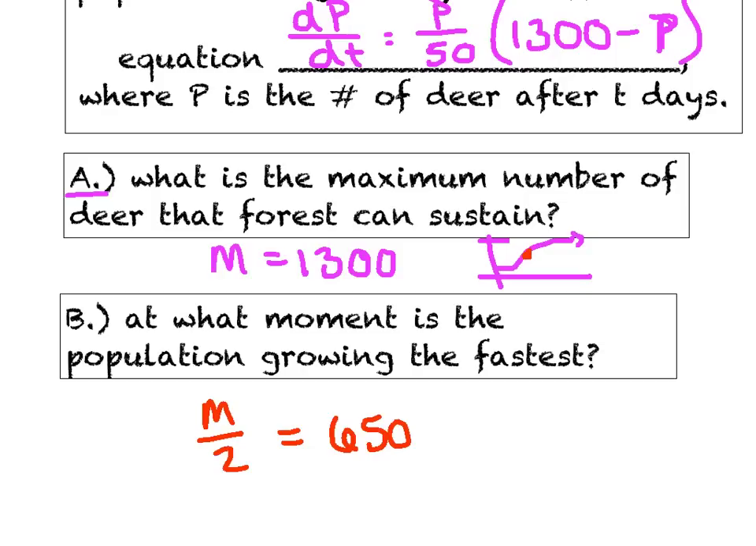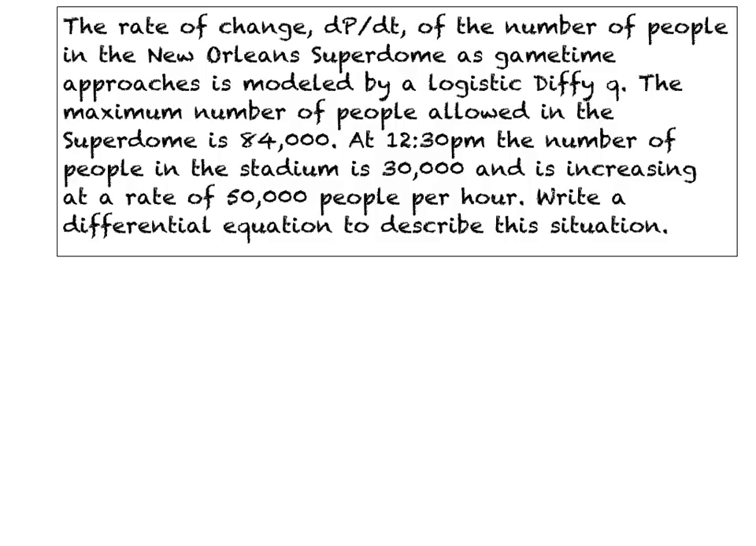So just remember that 650 is the dependent variable's value. So we're going to say at the moment when P equals 650. That's not at the moment when t equals, but at the moment when P equals 650.